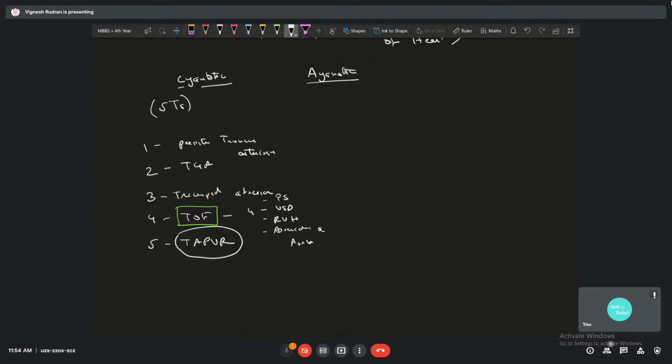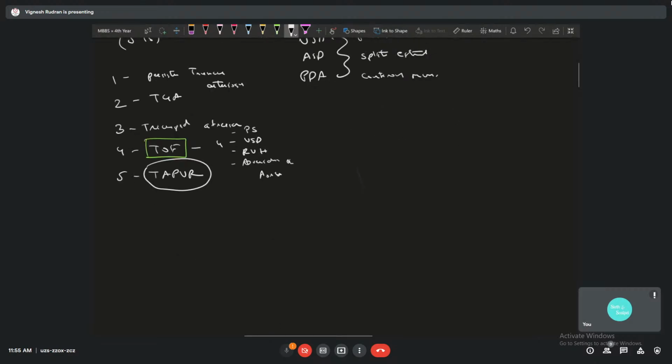Next one is your acyanotic heart disease. So acyanotic, you have VSD, ASD, and PDA. For all of these, you have specific murmurs. For VSD, you have a pansystolic murmur. For ASD, you don't have any murmur, but you have an extended split of S1, S2. And for PDA, you have a continuous murmur.